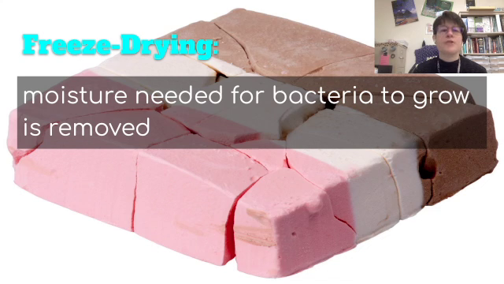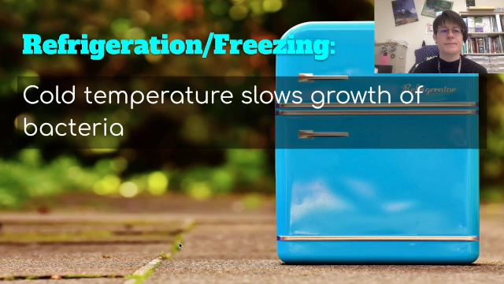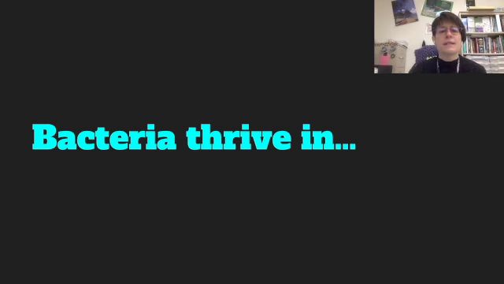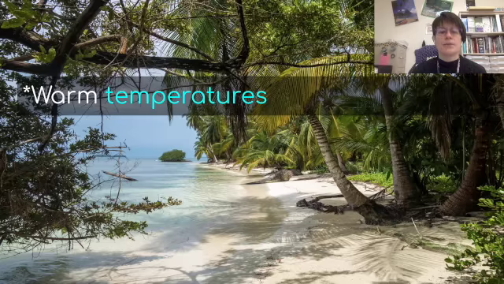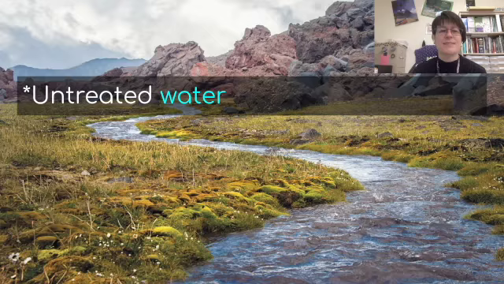Freeze drying. Moisture is needed for bacteria to grow, and that is removed. And so in the background, this is freeze dried ice cream, and this can last for a very long time. So astronauts will eat this in outer space. It's very lightweight. I took freeze-dried food when I went backpacking because it's just very lightweight in your backpack and it lasts years, a very long time if it's freeze dried. Refrigeration and freezing. The cold temperatures slow the growth of the bacteria. Now, bacteria thrive in warm temperatures, so that's why we refrigerate things.